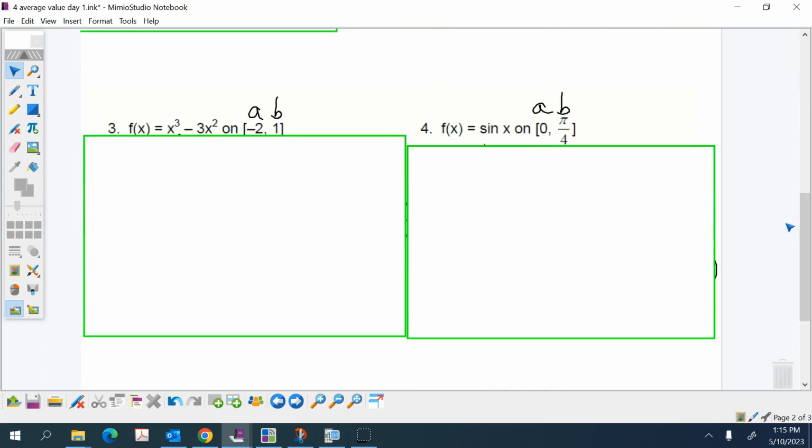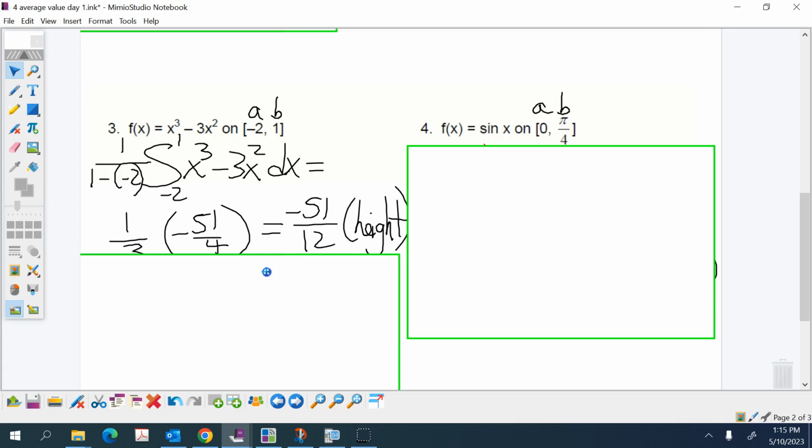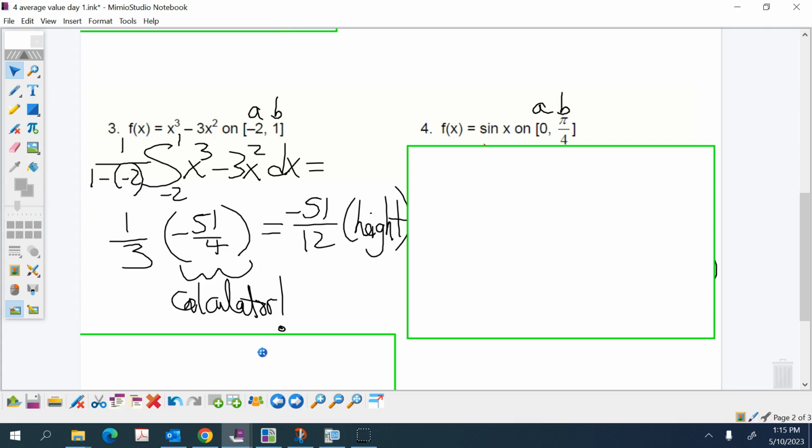Number 3, this is a cubic going from -2 to 1 on the x-axis. 1 over 1 minus -2 again gives me 1/3. I'm going to multiply 1/3 times the integral from -2 to 1 of the cubic. I'm going to get some pretty weird numbers, but since the calculator is doing the heavy lifting, I don't need to worry, except I may need to hit math, fraction, enter, in order to get it to be -5/12. That's the height of the rectangle with the same area. Let the calculator do the heavy lifting.